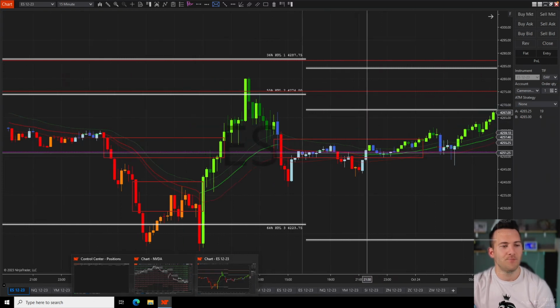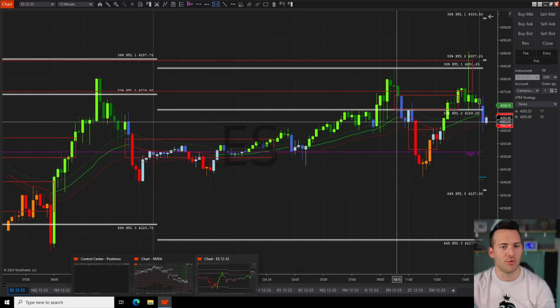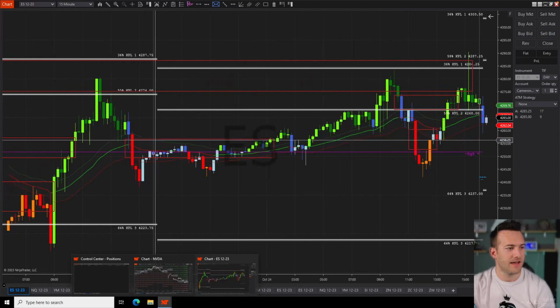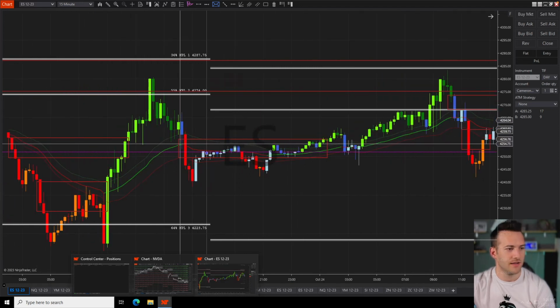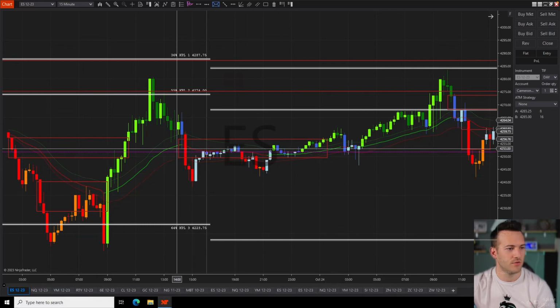But going back here, what's a great example of that? Well, we had a good example of a fair value gap. I guess this one formed, would that be that rule? Yeah, that wouldn't be rule number 2.